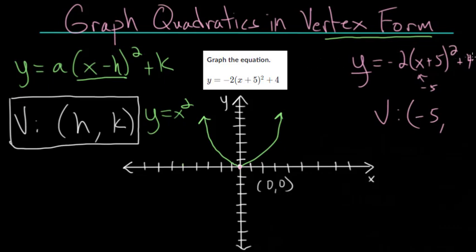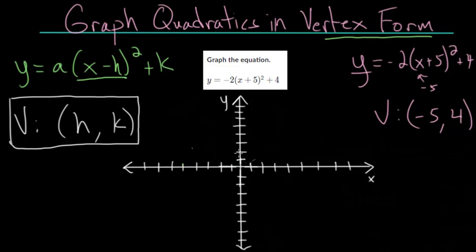So the y value of this vertex, we just shifted it up 4 units. So we can actually plot this point. And let me make a little bit of room. I'm going to get rid of our parent function here. So now that we have more room, let's first plot our vertex.